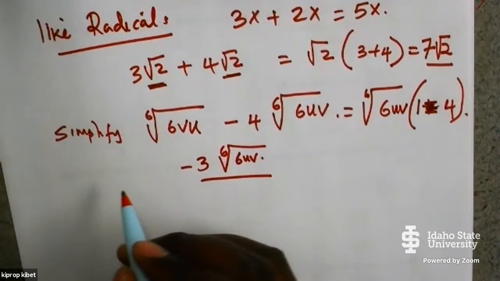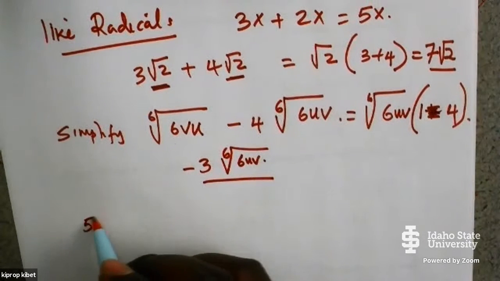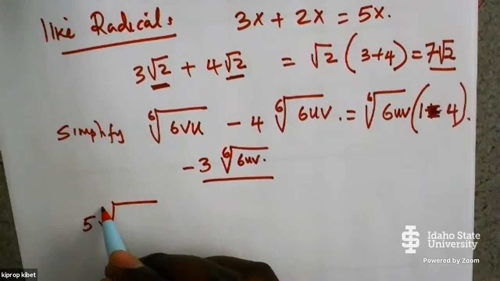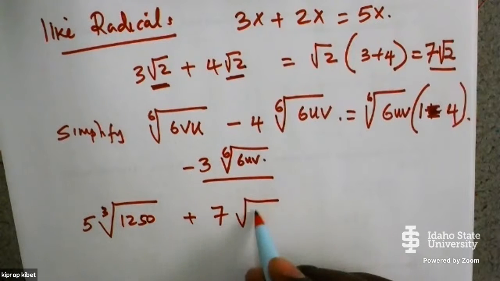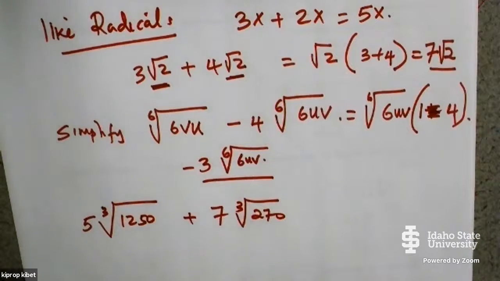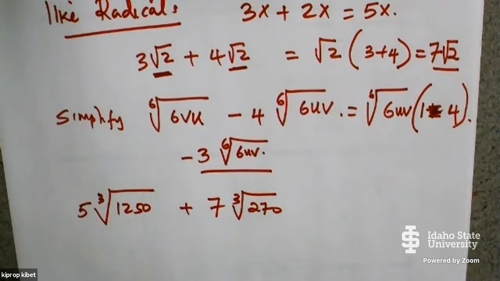Okay, another example. 5 the cube root of 1250 plus 7 the cube root of 270. First of all, looking at these, the radicals are not similar, but you can start by simplifying. So you look for the factors of 1250 and 270.